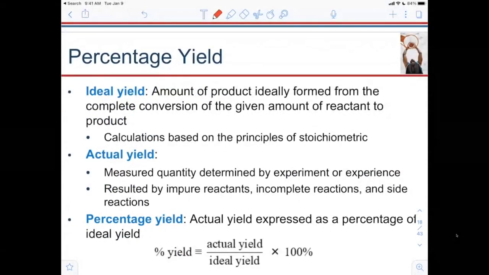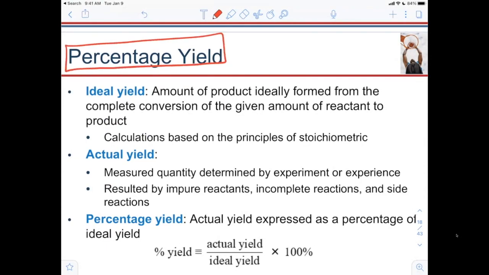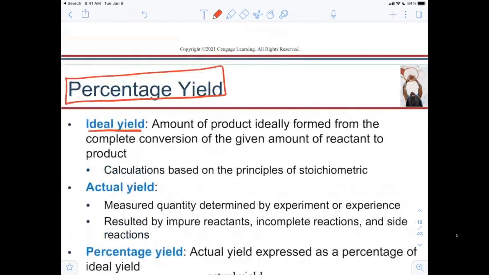Okay. Now we're looking for percent yield. So let me give you a context. I'll tell you a story after I define these, okay? So ideal yield. Before we get into ideal yield, right?